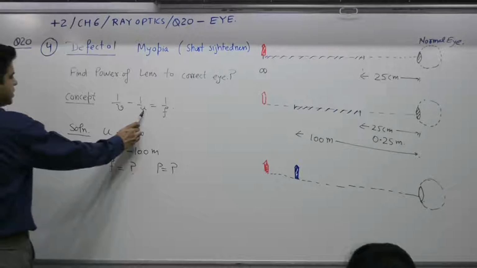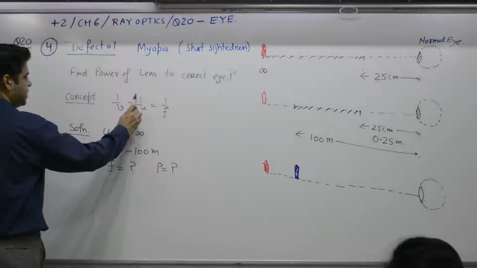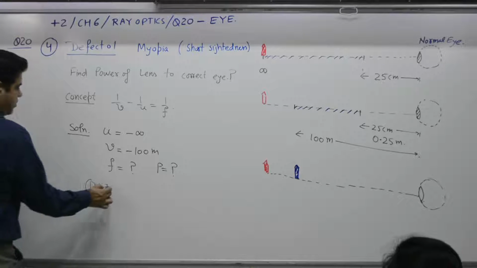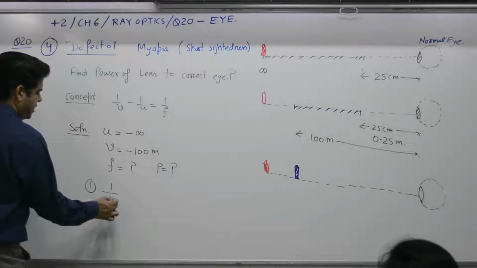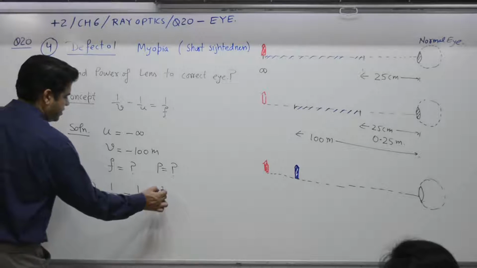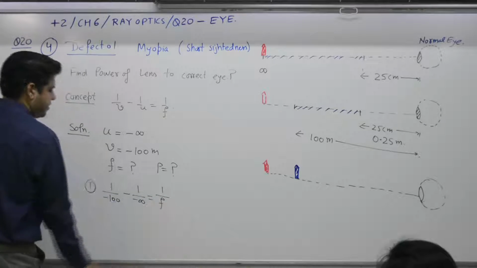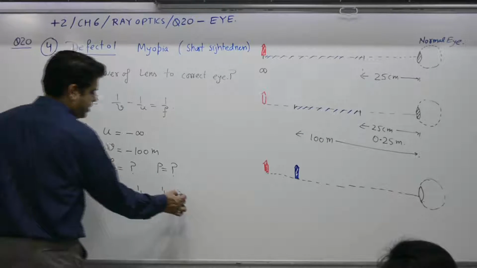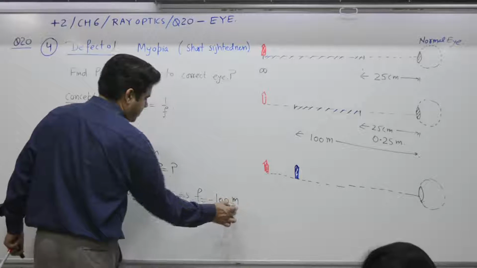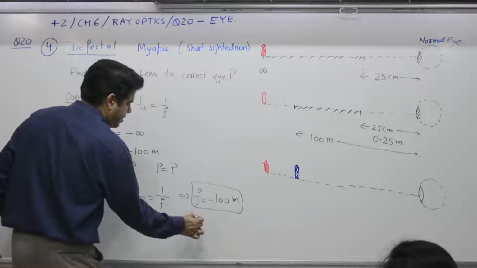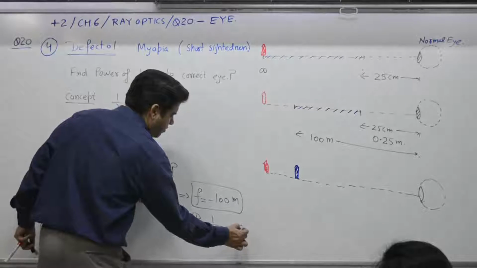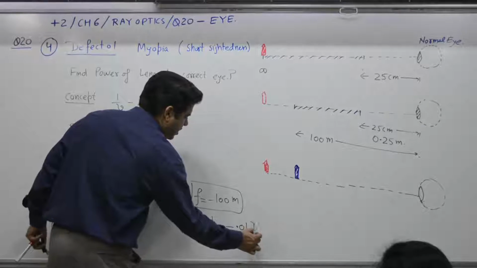If you put U is equal to minus infinity, 1 by infinity, this part is 0. 1 by V minus 100 minus 1 by minus infinity is equal to 1 by F. F comes out to be what? Minus 100 meter. Power is equal to 1 by F is equal to minus 0.01 what? Diopter.